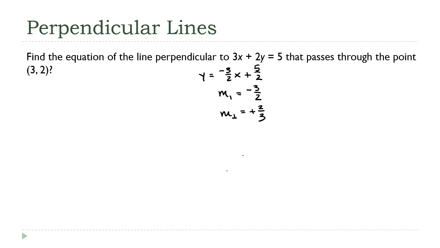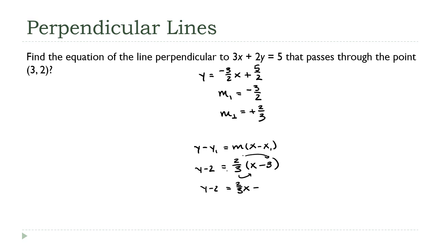Now I have the slope and a point that's not the y-intercept, right? So because it's not the y-intercept, I'm going to go to the point-slope form of the equation of the line and put these numbers in. I'm going to put 2 in for y1, and I'm going to put 2/3 in for the slope, x minus 3, and now it's just a little cleanup.